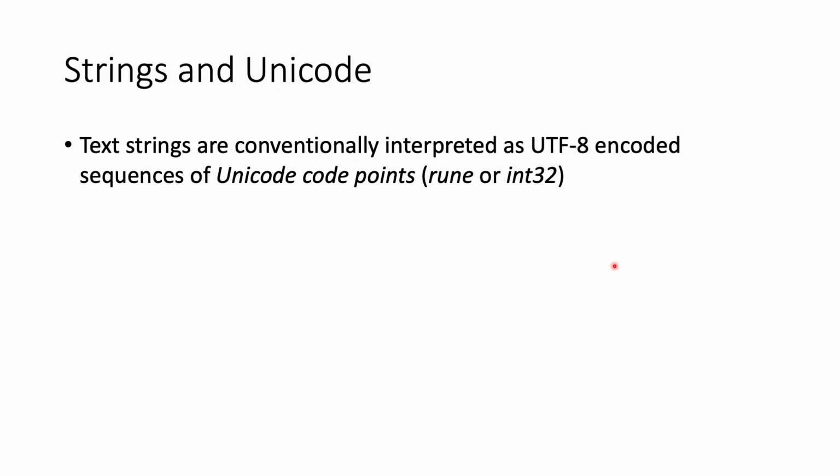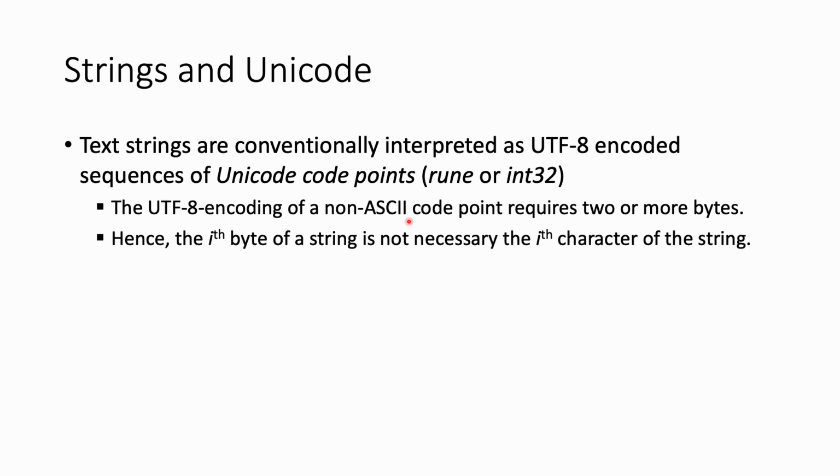Under the hood, text strings are conventionally interpreted as UTF-8 encoded sequences of Unicode code points, which are values of type rune or int32 in Go. Recall that rune is an alias for int32. The UTF-8 encoding of a non-ASCII code point requires 2 or more bytes. Hence, the bytes of a string are not necessarily the characters of the string.